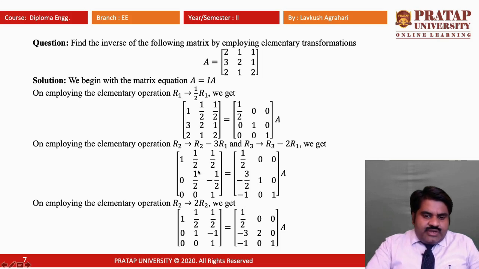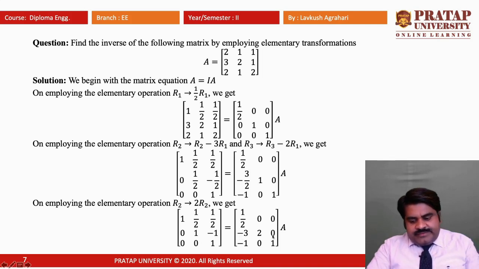Now, we can check that the element A22 is 1 by 2. We have to make this element equals to 1. For this, we have to multiply the second row by 2. This is written as R2 is replaced by 2R2. On implementing this operation, the second row elements are changed as 0, 1, minus 1. On the right hand side, the second row elements are minus 3, 2, 0. Now our aim is to make the element 3, 2 be 0, but this is already 0, so no need to perform that operation.